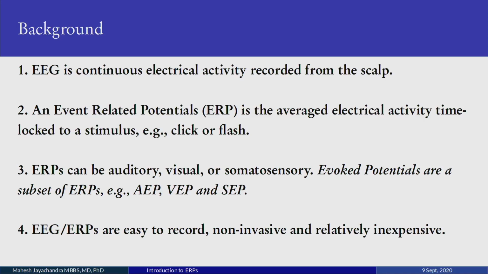Evoked potentials are used in neurology, and they are a subset of ERPs, and they are the auditory evoked potential, the visual evoked potential, and the somatosensory evoked potential. So they are easy to record, they are non-invasive, and they are relatively inexpensive compared to fMRI. It's another technique to look at brain function.